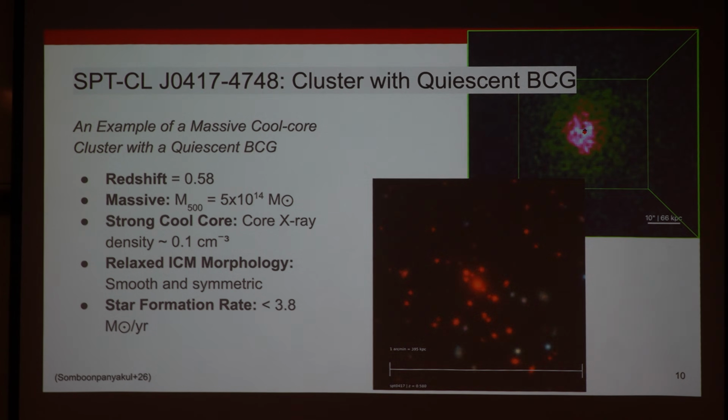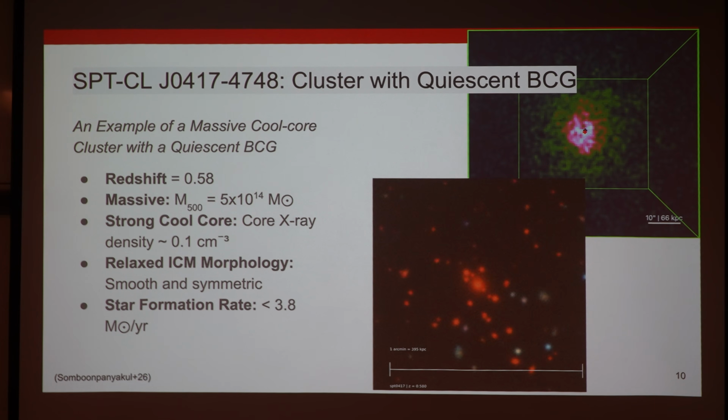So let's move on. I'll give you one example of what a typical galaxy cluster looks like. Here is SPT-CL J0417, sorry. The name suggests that it's an SPT cluster, so it was first detected by the SPT survey, and CL means cluster, and that's just the coordinates.